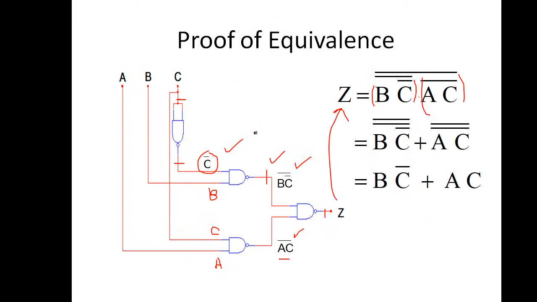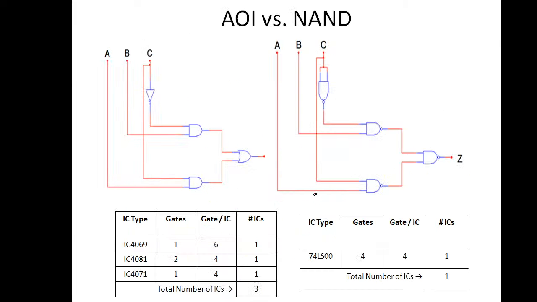Okay, so this is the comparative study. What I told you: it requires 3 ICs if you are going for the AOI model. If you are going for NAND implementation, you will require only a single IC. So it will be better for you to use these NAND based circuits. Okay.